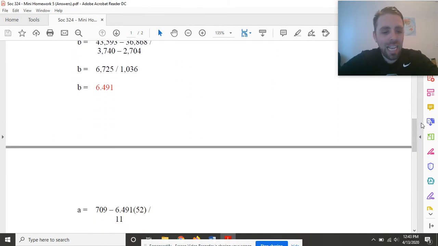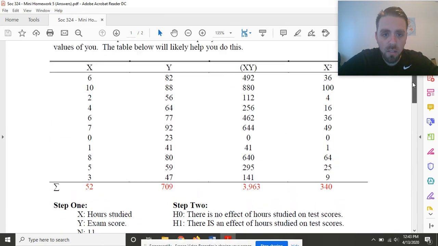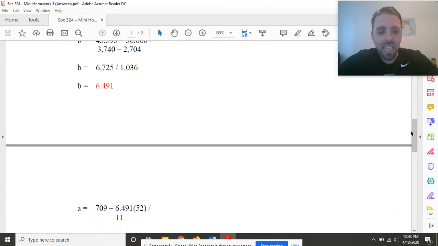So A is going to be expressed as 709 minus 6.491 times 52 over 11. What are the components that we're dealing with there? Well, 709, you will remember, let's go up to our table, is the summation of Y. And I'm using that to start, 709 minus the value of the B coefficient, 6.491, times the summation of X, which is 52, divided by N, which is 11.